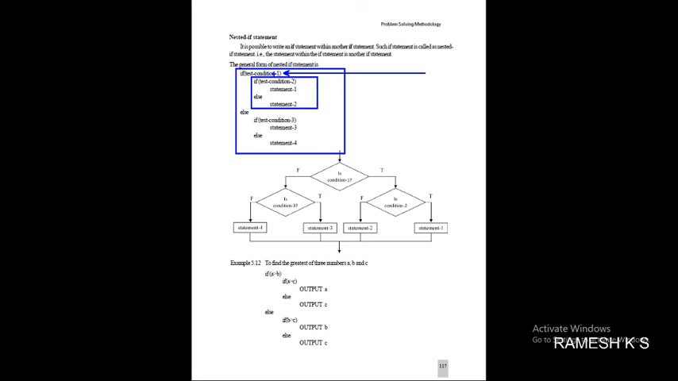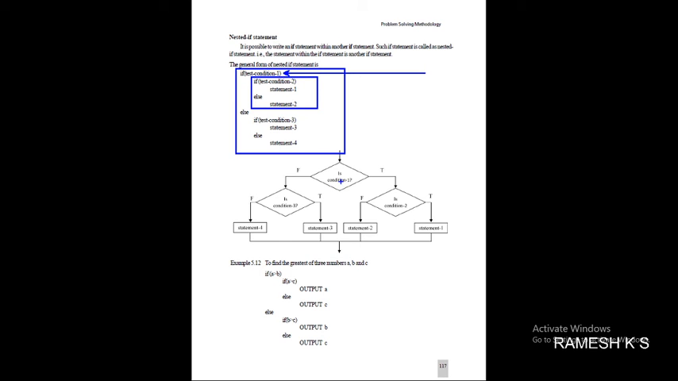So once the if condition is true, what happens? It will come to this if. Again it will test the condition. If it is true, statement 1 is executed. If this condition becomes false, statement 2 will be executed. If the test condition becomes false, what happens? It will move to the else block. It will test again the test condition 3. If test condition 3 is true, statement 3 will be executed. If test condition 3 is false, statement 4 will be executed.